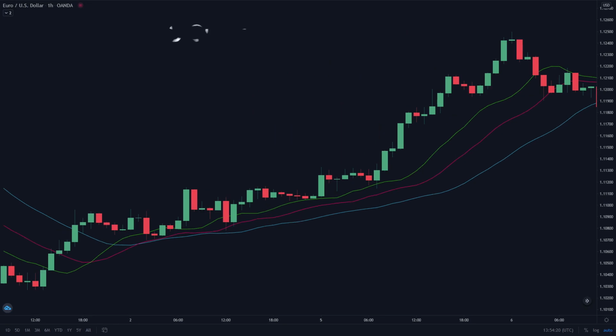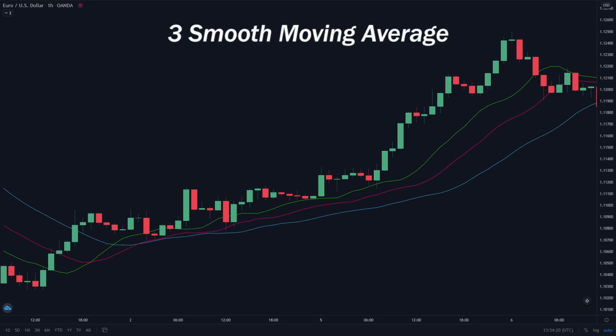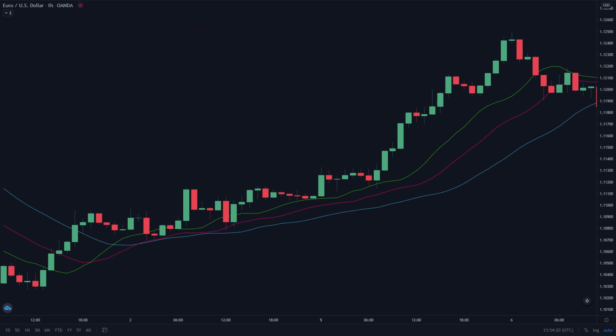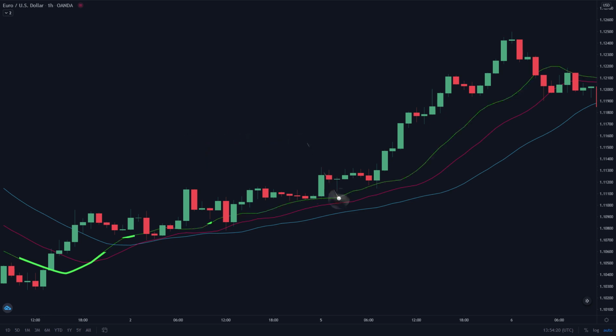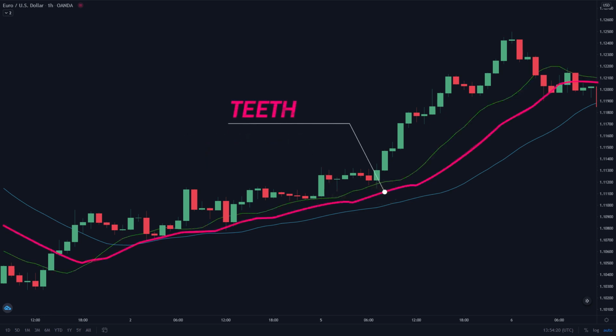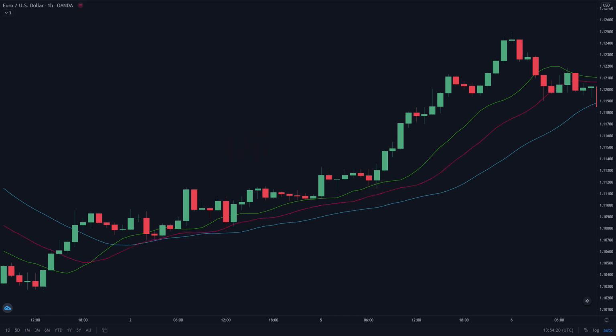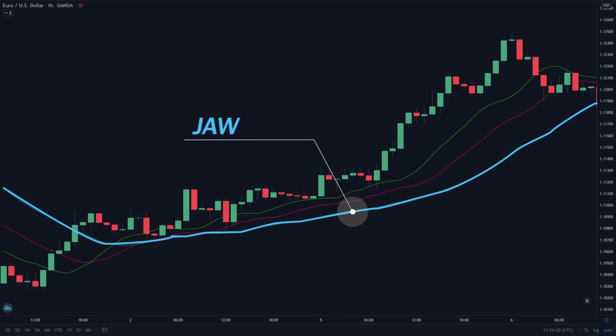The alligator uses 3 smoothed moving averages. It consists of 3 lines that are all named after parts of an alligator's mouth. First, we have the green line, the lips, which is a 5-period simple moving average smoothed by 3 bars on a subsequent value. Then we have the red line, called the teeth, which is an 8-period moving average smoothed by 5 bars on a subsequent value. And a blue line called the jaw, which is a 13-period simple moving average smoothed by 3 bars on a subsequent value.